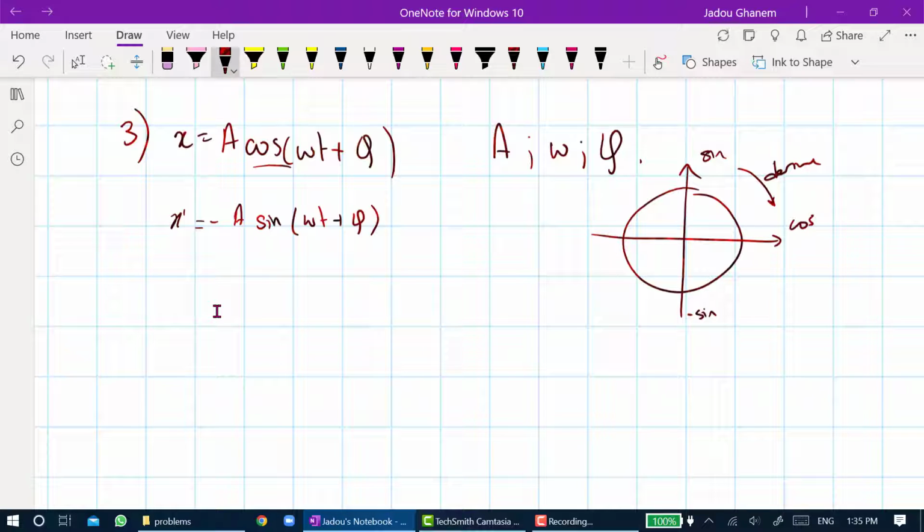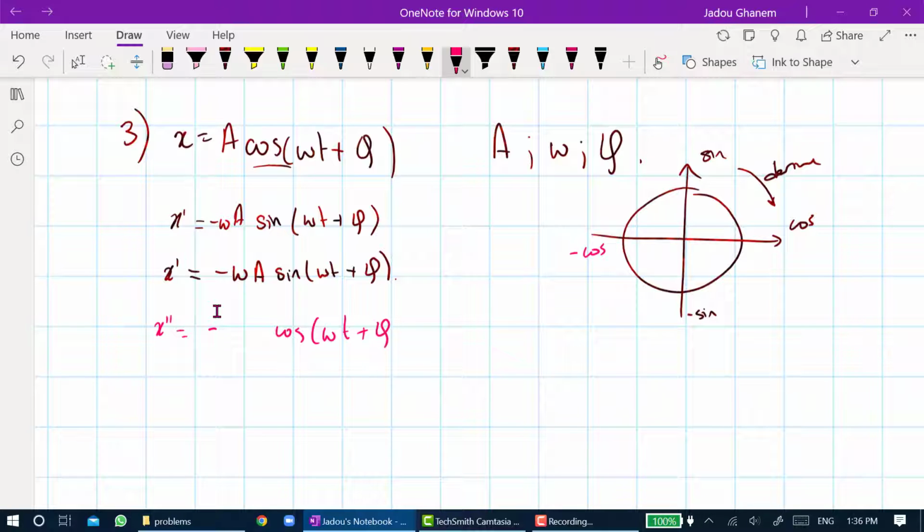And omega will be outside, so x prime will be equal to minus omega a sine(omega t plus phi). That's the first derivative. The second derivative, to find x double prime: the sign will be cosine, or the minus sign will be minus cosine. It's the same if you take the minus with you or just go for the function. So here it's going to be minus cosine(omega t plus phi).